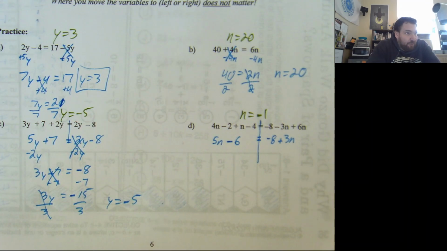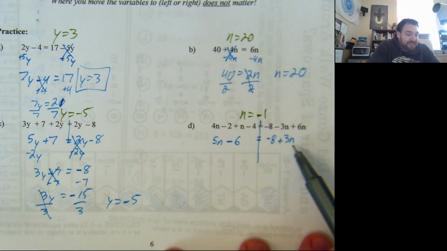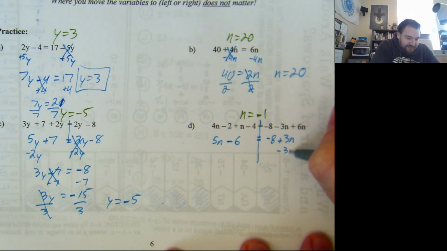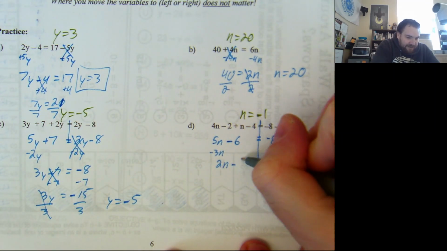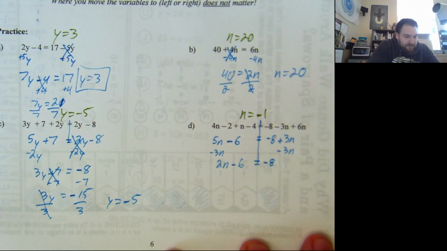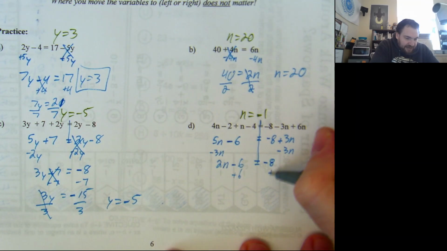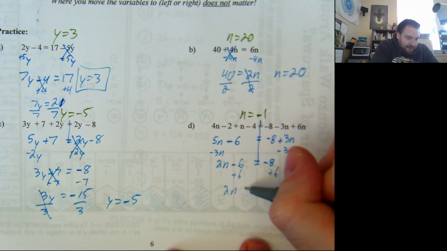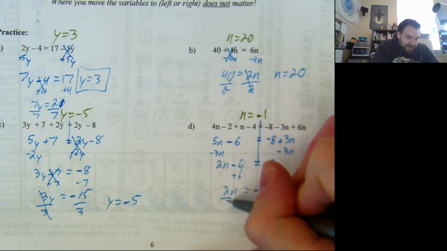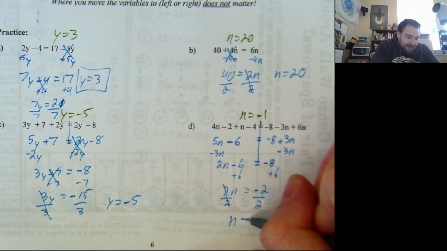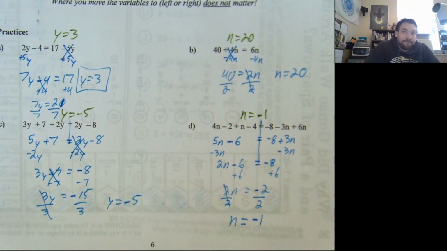And so now it should be obvious which way we're going to move these things. Which way am I going to move my n's? To the left or to the right? Yeah, we're going to move them to the left by subtracting 3n. Because this is plus 3n, opposite is going to be minus 3n. 5n minus 3n is 2n. Minus 6 equals negative 8. We're going to add 6 to both sides. We're going to get 2n equals negative 8 plus 6 is negative 2. Divide by 2. Divide by 2. N equals negative 1.